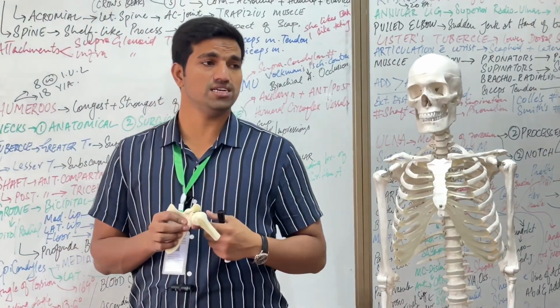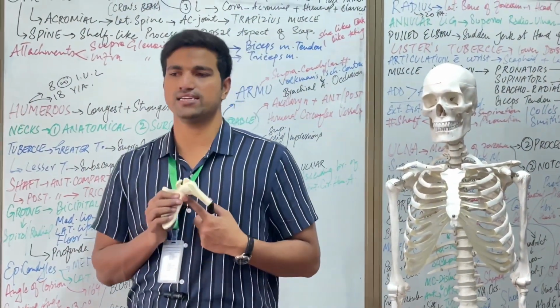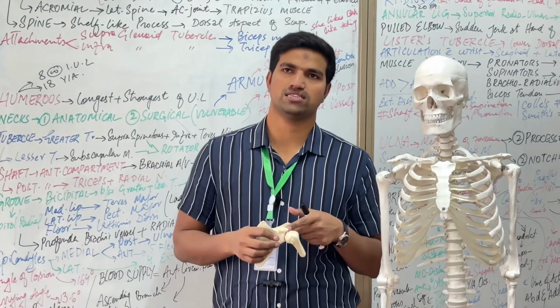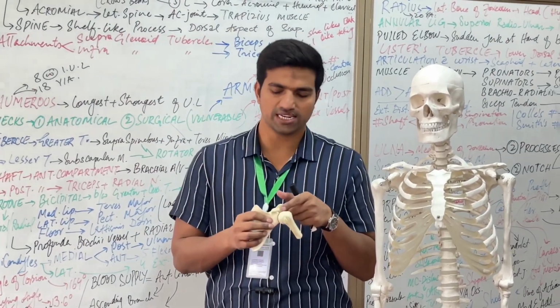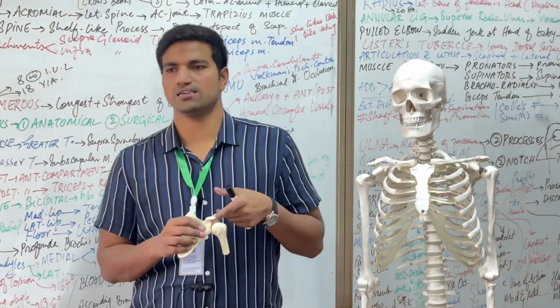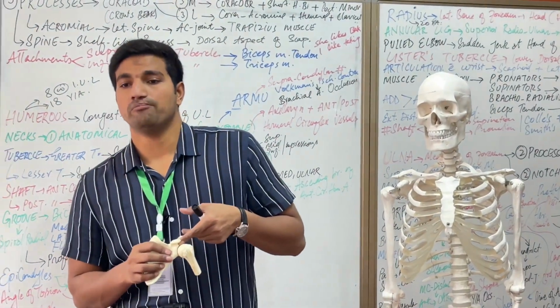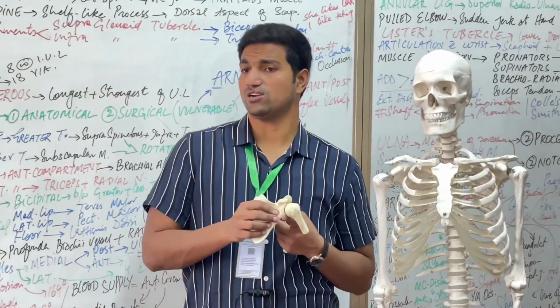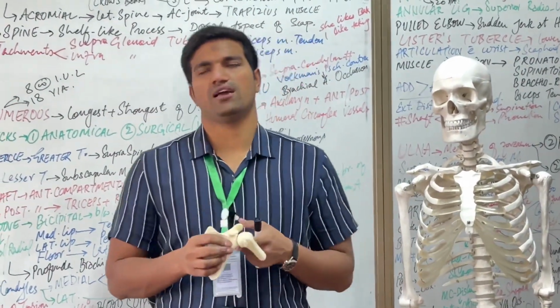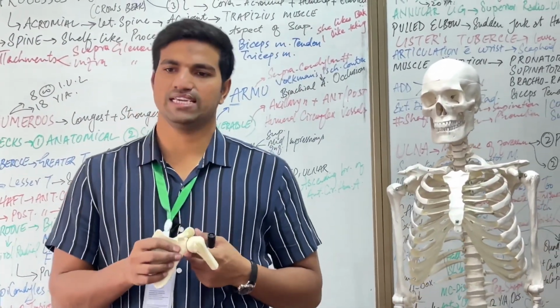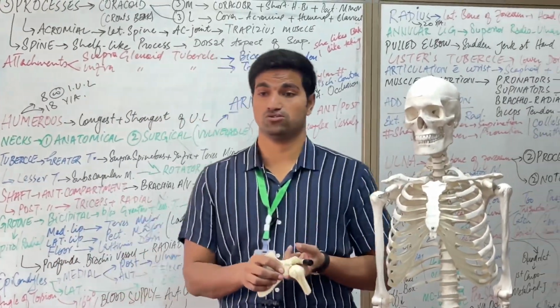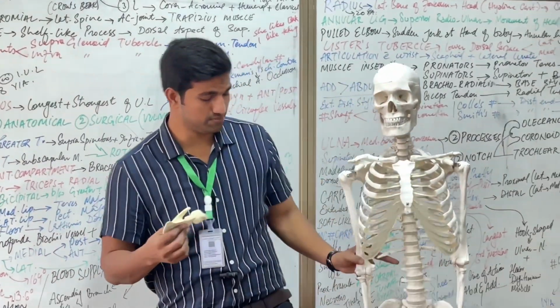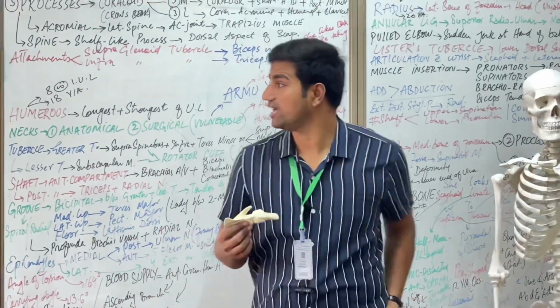The mnemonic is: she likes baking and I like taking. S for supraglenoid tubercle, S for she, B for baking, and B for biceps, tendon of the biceps muscle. Infraglenoid, I for infraglenoid tubercle, I for I, and I like taking, T for taking, and T for triceps muscle. So don't forget this. If you know the mnemonic, you can understand that.